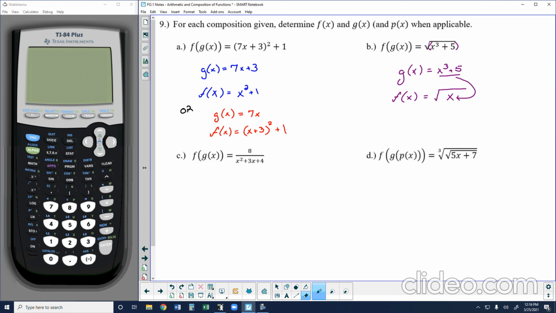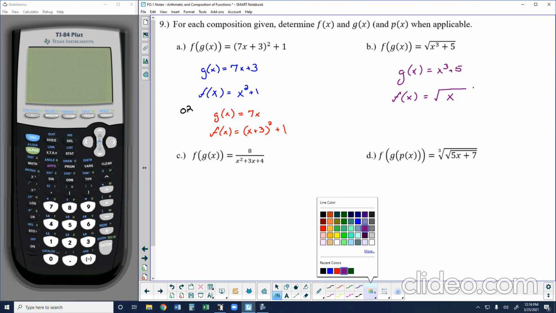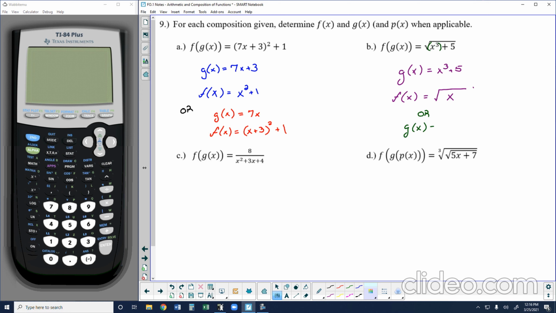Now, again, we could do different options depending on where we determine the original substitution occurred. So let's say maybe I switch this problem up and I put some parentheses around x cubed. Here I'm going to claim that g of x was actually just x cubed. That means f of x would have had to have been the square root of x plus 5. So there are many different options that we could come up with here as we decompose functions and determine what g of x or f of x would have been.